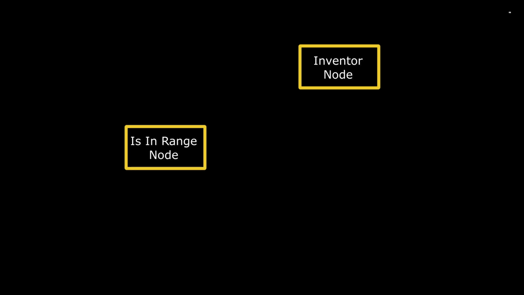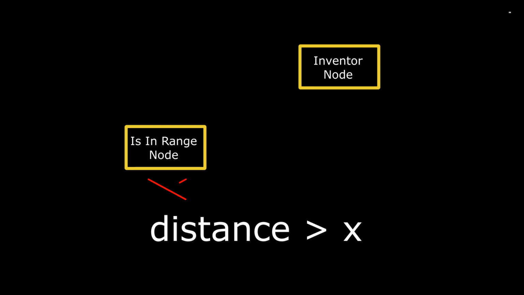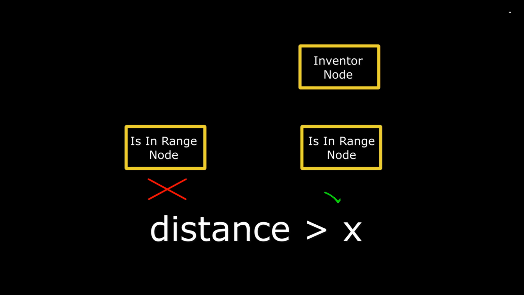There is one more very useful type of nodes called decorator nodes. Those nodes take a node and modify its state. A very popular decorator node is called inverter. This node takes another node and flips its state from success to failure or from failure to success. For example, our isInRange node will return failure if the given distance is bigger than x. But what if we want a node that will return success in that case and we don't want to write another node?